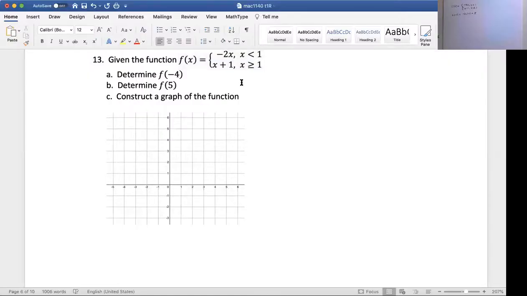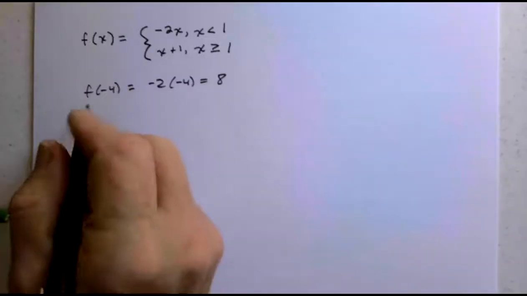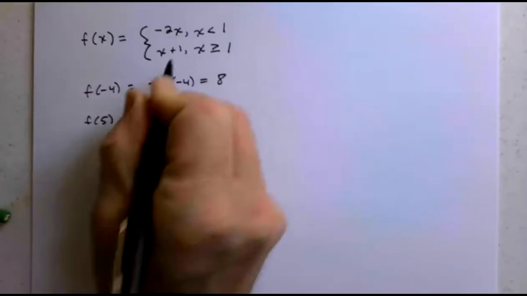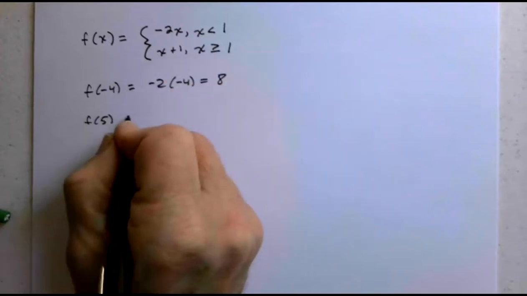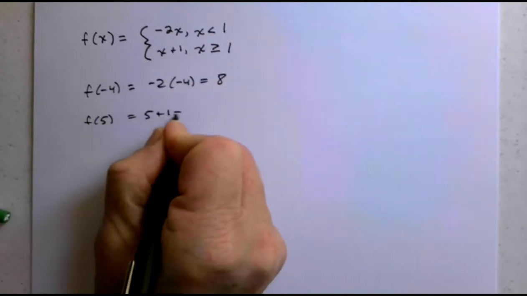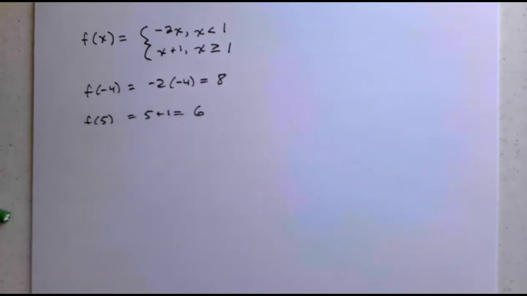The other question was f of 5. So which branch am I on there? Well, for f of 5, that puts me on the second branch because 5 is greater than or equal to 1, which will give me 5 plus 1, which is 6.